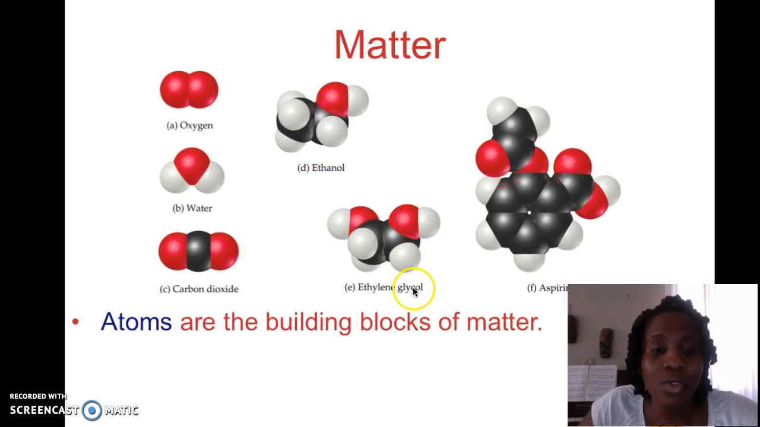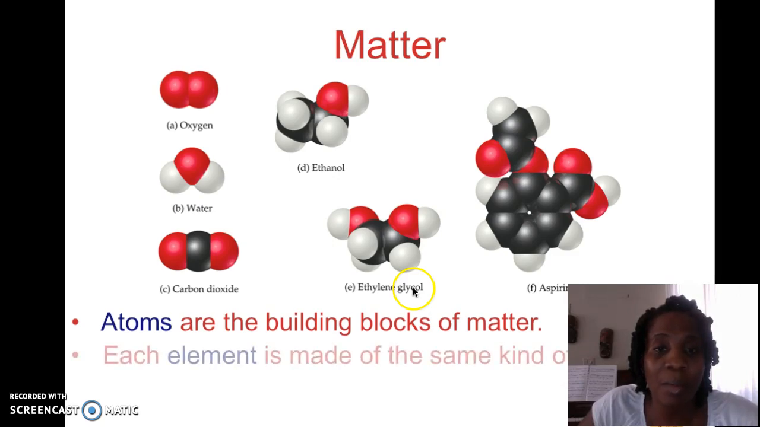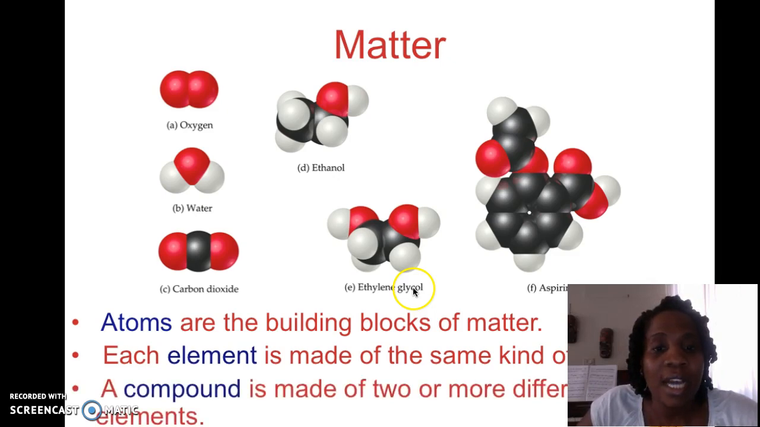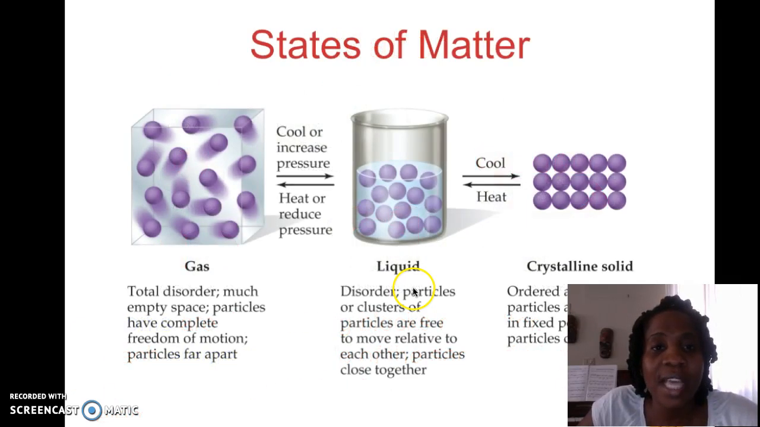So atoms, as you know, are the building blocks. Here are some examples of different molecules and how atoms can combine to form different molecules through covalent bonding. Each element is going to be made of the same kind of atom. A compound is going to be 2 or more different kinds of elements. I know it's cut off on the side.